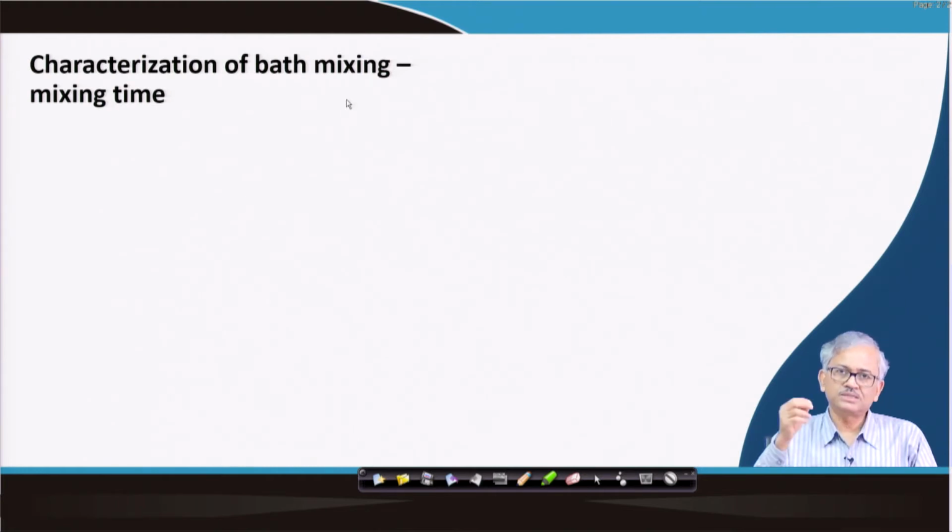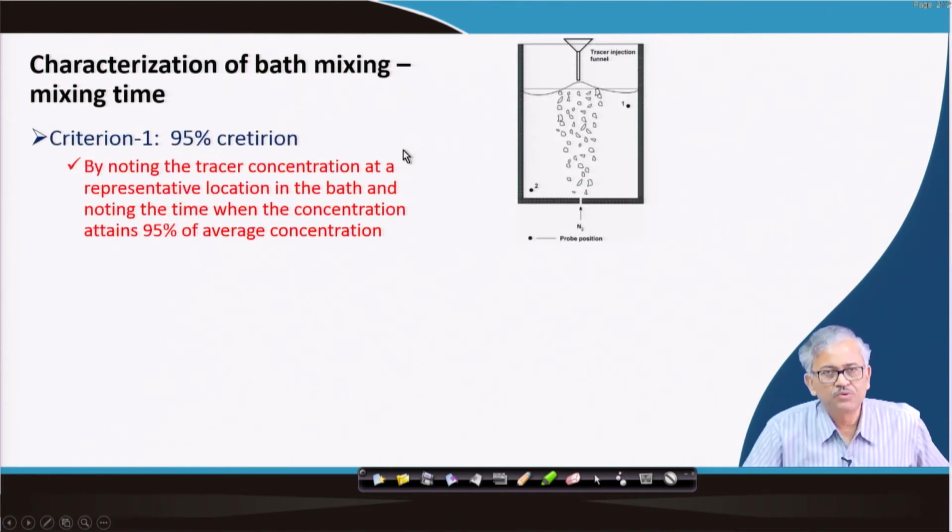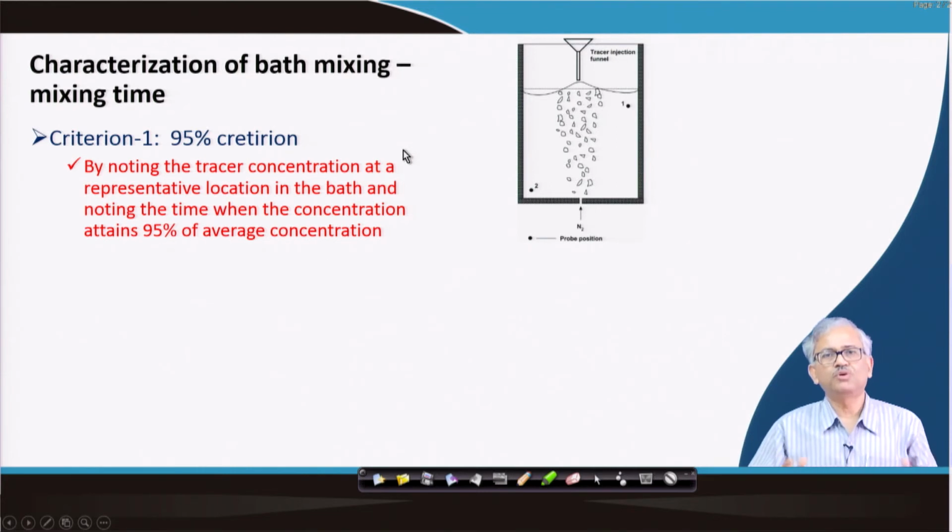Okay, so if we add some tracer somewhere in a moving liquid bath, and after some time you continuously measure the concentration of the tracer at a certain location or a number of locations, and see how it is changing, then when the concentration at that place attains the average concentration, that is the mixing time. The thing is that you cannot have a uniform composition exactly.